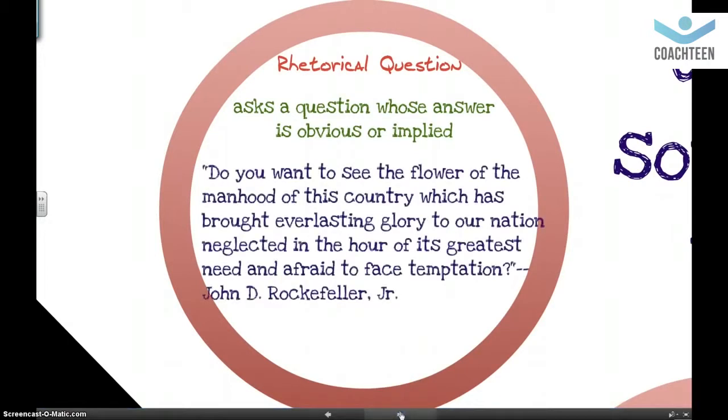So this is a quote by John D. Rockefeller, and let's listen to him say it real quick.